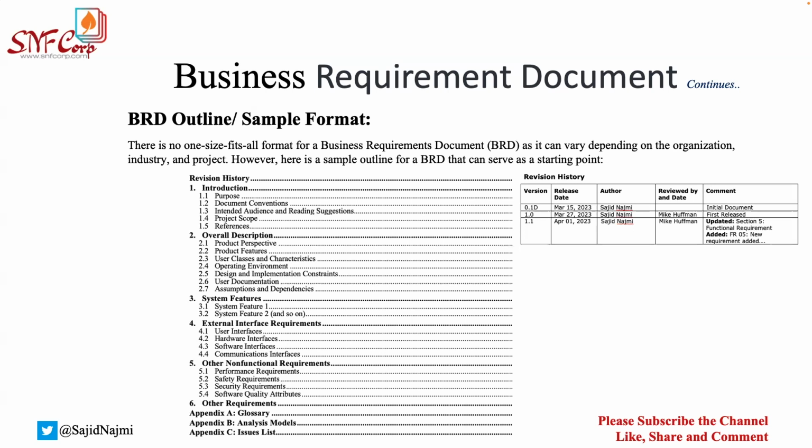You will write system features. You will write external interface requirements like GUI, which we call graphical user interface. You will also write functional, non-functional, hardware, and software requirements. You may have some other requirements as well.